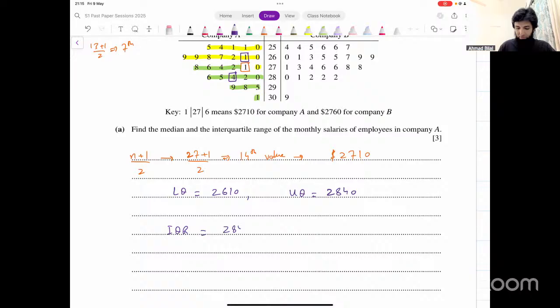So what's the interquartile range going to be now? 2840 minus 2610. In the final result, you should always write units. In representation of data topic, always write units in any diagrams, in any calculations that you're making. Always write units there as well. What's this? This is 230. That is the interquartile range that we were looking for. Make sense? Any problems with this? Any questions?